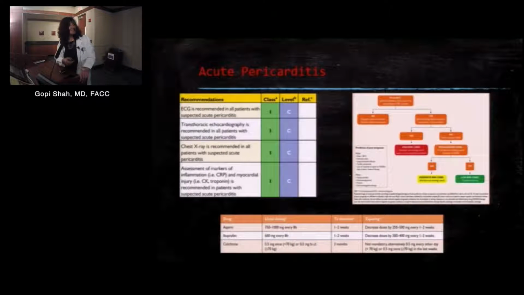And as I said, the echo is the first class 1 indication. It is used routinely, particularly if a patient presents to the ER with chest pain or any EKG changes, echo is always going to be done. And again, the inflammatory markers are going to be done. Troponin is going to be done.